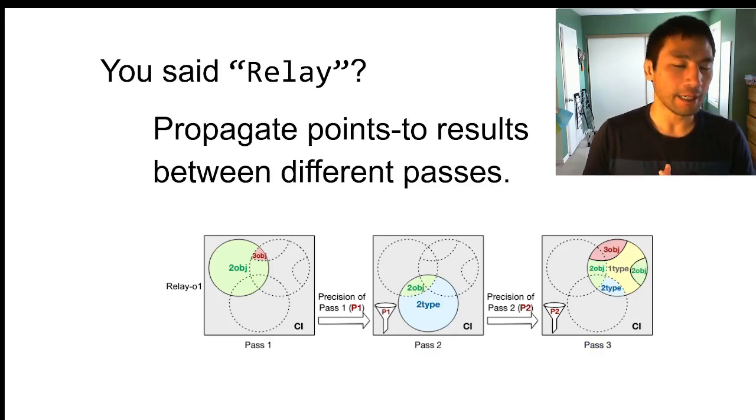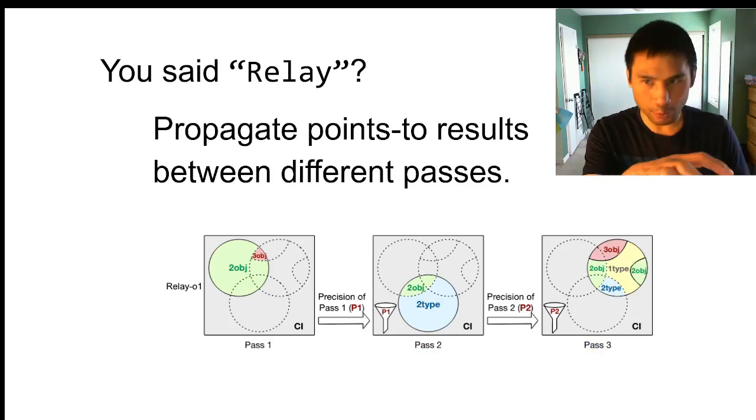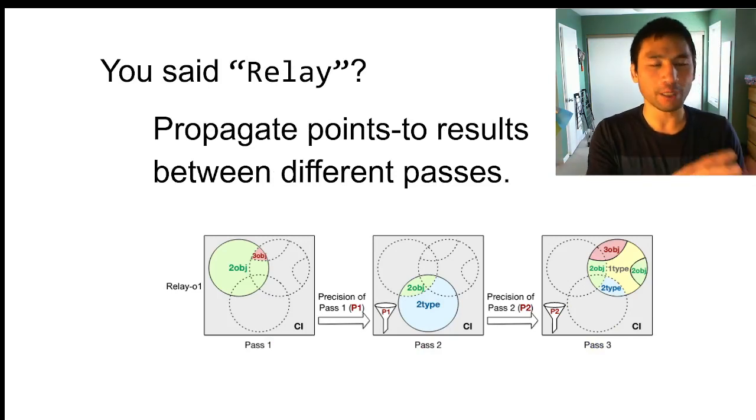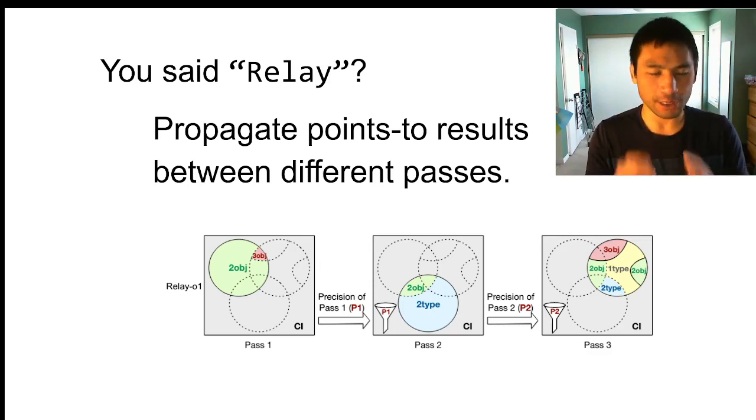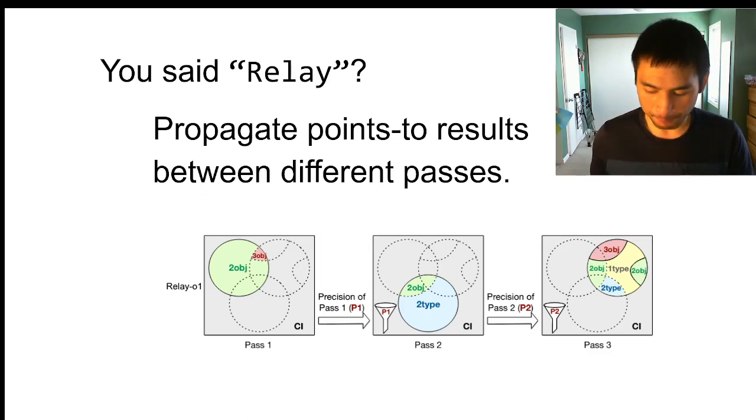Okay, and the reason it's called relay is that it propagates points-to analysis between different passes. So pass 1 runs, it computes its thing, and then it gives its results to pass 2, which then takes as input the result of pass 1 and then does its own computation.